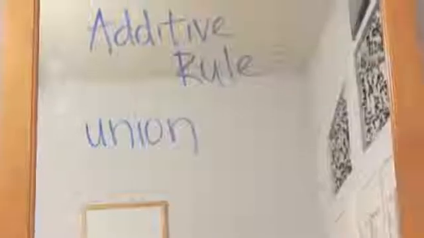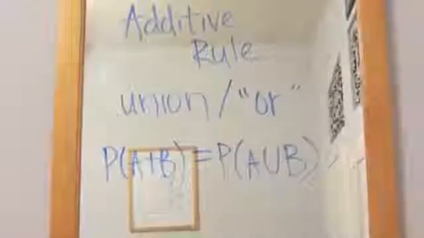Additive rule, A union B. In probability, we refer to the addition operator plus as or. Thus, when we want to define some event such that the event can be A or B, to find the probability of that event.